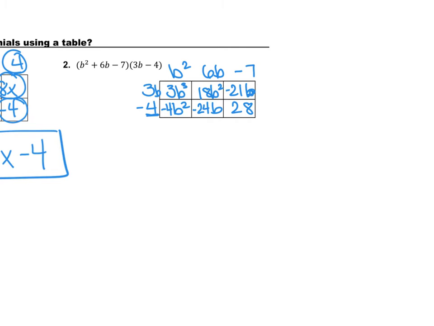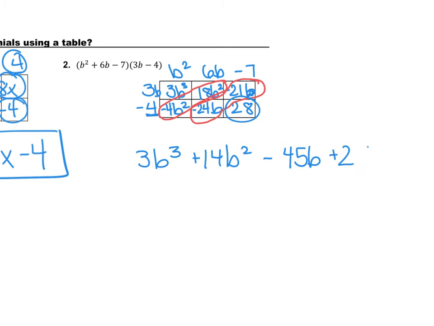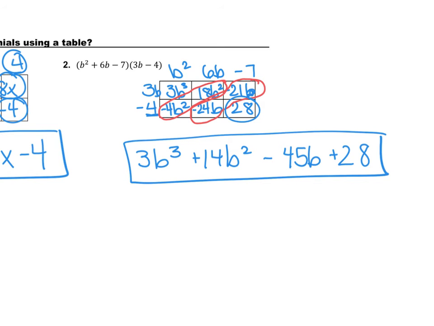All right, so let's go ahead and combine our terms here. Now notice how across from these are the ones that are going to be combined as we write it out. So I'll start with my 3b to the third, and then I have 18b squared minus 4b squared, so that's going to give me plus 14b squared. And then I'm going to take my negative 21b and combine that with my negative 24b, giving me a negative 45b. And then we have that last one on the end, plus 28. And now that we've combined everything, we are done.